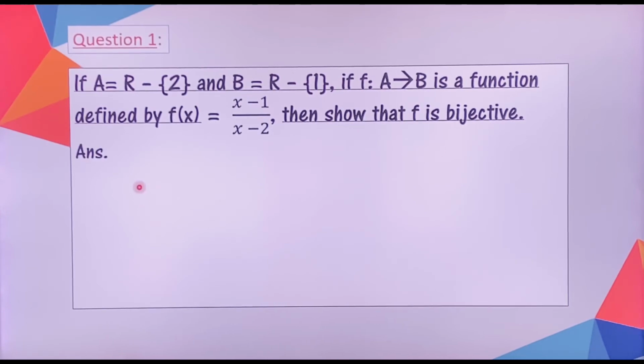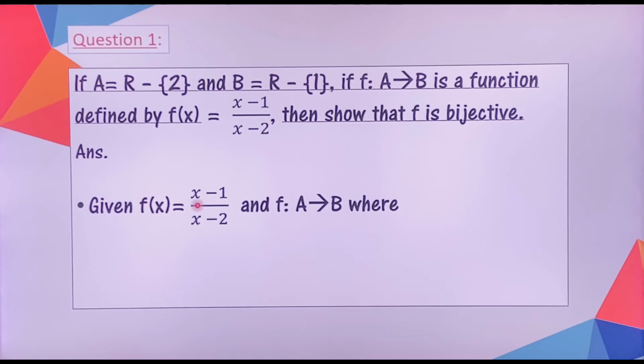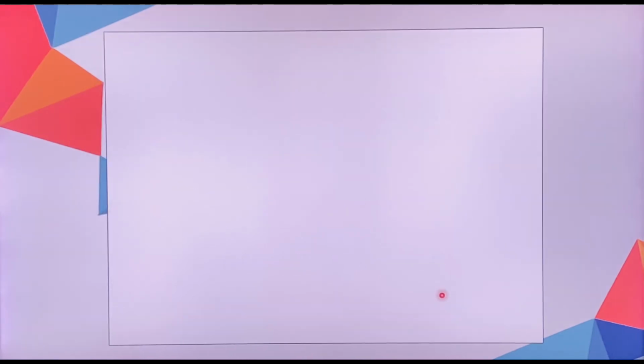See the question given: f(x) = (x − 1)/(x − 2) and f from A to B, where A = R − {2} and B = R − {1}. If f is bijective, then it must be 1-1 and onto.